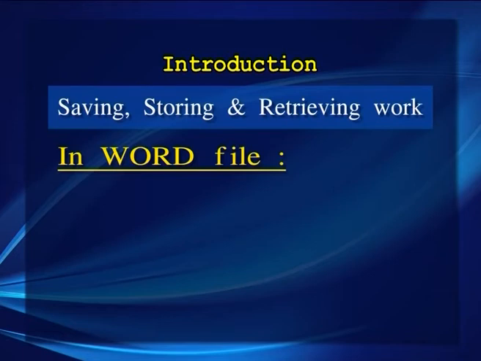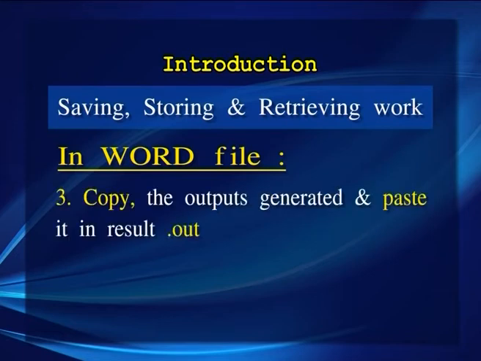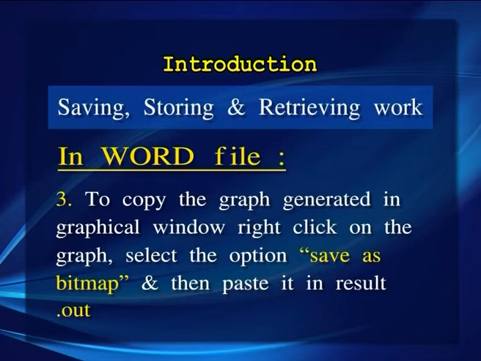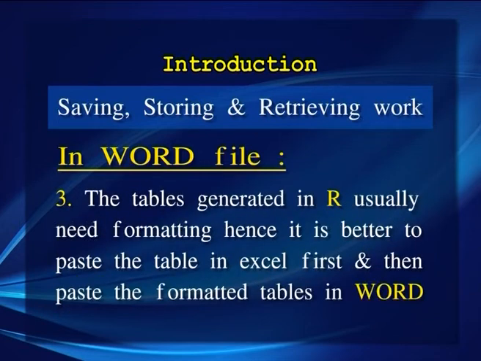Then to save the outputs, copy the outputs generated and paste them in result.out. To copy the graph generated in the graphical window, right click on the graph, select the option Save as bitmap and then paste it in result.out. The tables generated in R usually need formatting, hence it is better to paste the table in Excel first and then paste the formatted tables in Word.